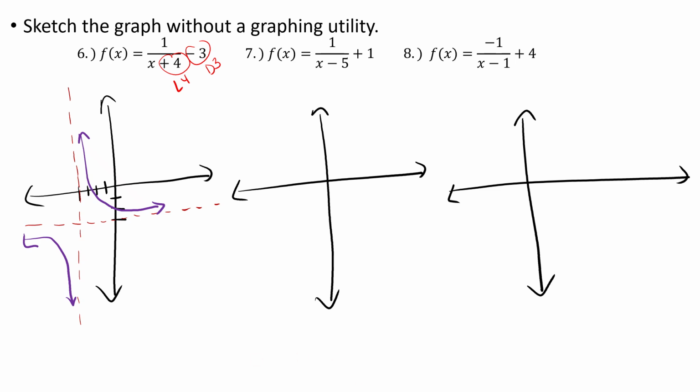All right, next one. This one is going to go right 5 and up 1. So I'm going to do the same thing. I'm going to draw my tick marks in 1, 2, 3, 4, 5, and then up 1, and then put in the asymptotes. So they are going to assist me.